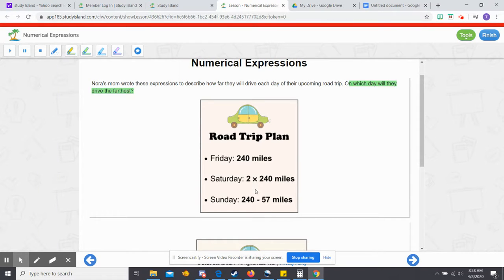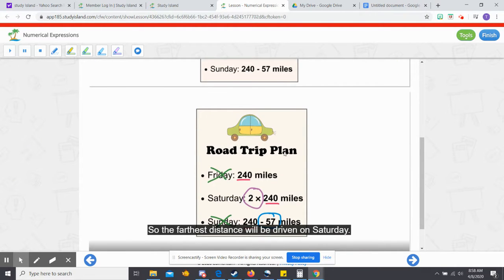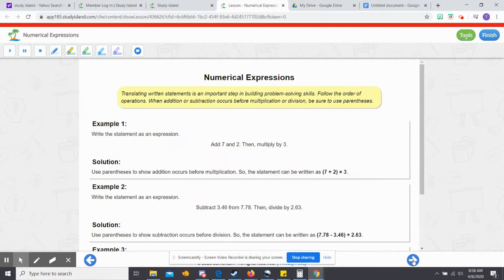Now, I don't need to calculate it. I just need to use my math brain. If you want to calculate it, go for it. There's a video down here that'll explain it, just in case you get tired of listening to me explain it. And then we have these numerical expressions.